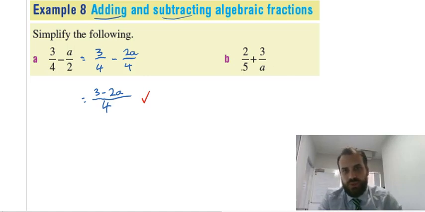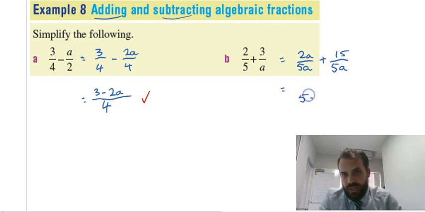Looking at the second example, 2 over 5 plus 3 over a. This one's different because we've got a on the bottom. But we can still find a common multiple. And the easiest way to make these denominators the same is to multiply them by each other. So that means that I'm going to multiply the first fraction by a, top and bottom, to make 5a. So if I multiply 2 by a, I'll get 2a. And then I'm going to multiply a by 5, so I get 5a. And if I multiply the bottom by 5, I have to multiply the top by 5, 15.